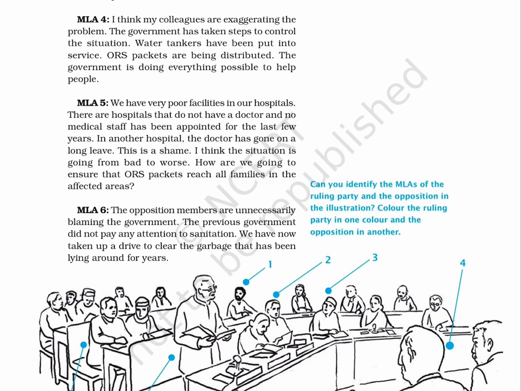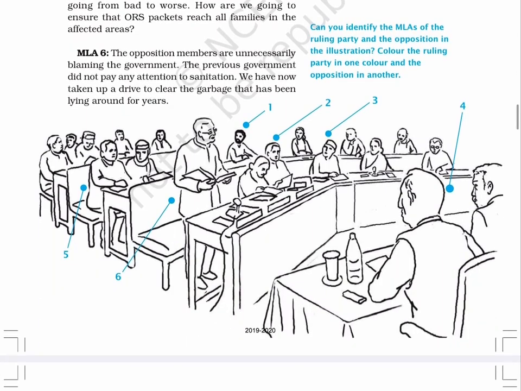I think the situation is going from bad to worse. How are we going to ensure that ORS packets reach all families in affected areas? MLA 6: The opposition members are unnecessarily blaming the government. The previous government did not pay any attention to sanitation. We have now taken up a drive to clear the garbage that has been lying around for years.